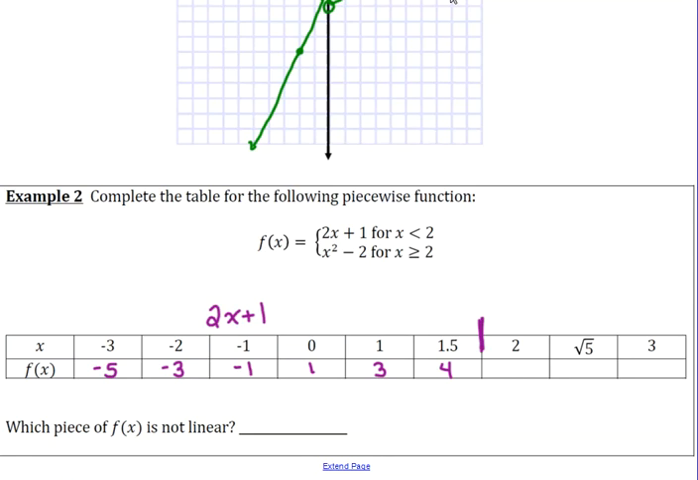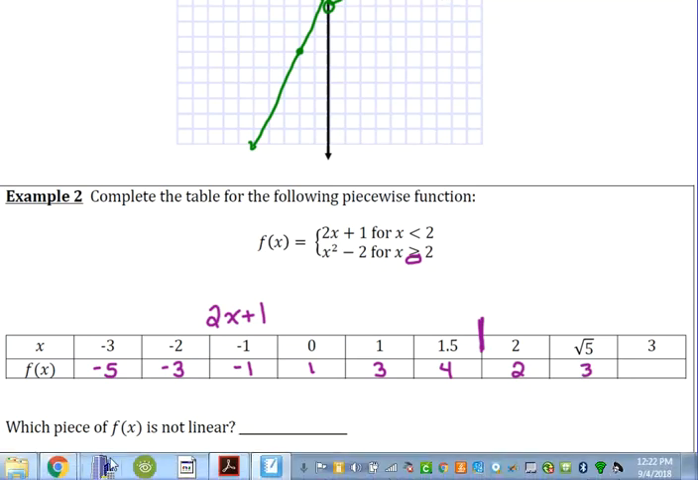When we get to x equals 2, that goes into the second piece, because the second piece is the one that has the equal to. So 2 squared minus 2 ends up giving us 2. The square root of 5. Now, let's think about this for a second. If you square a square root, what happens? It cancels, right? Squaring a square root, you just get that number. The square root of 5 squared is just 5. 5 minus 2 is 3.